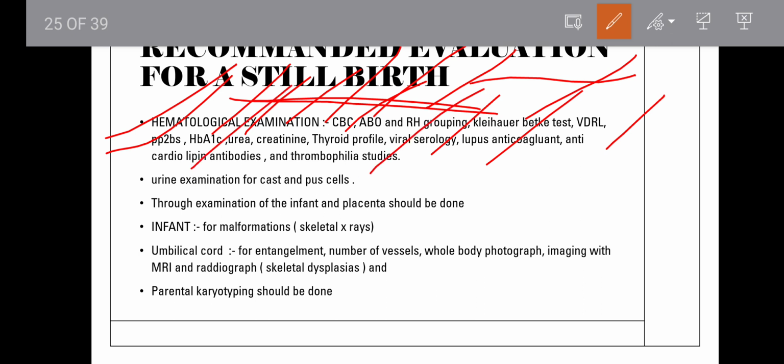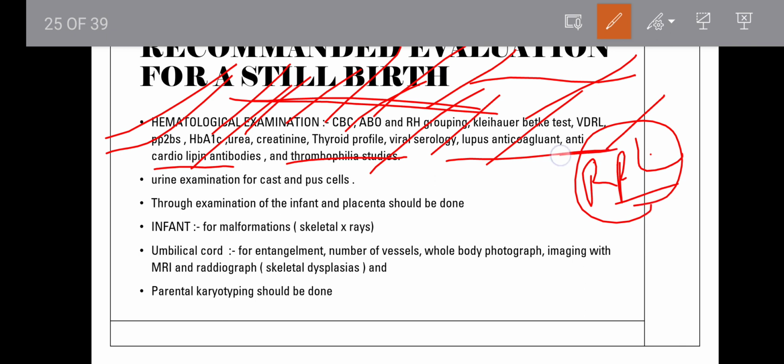These lupus anticoagulant, anti-cardiolipin antibodies and thrombophilia studies are more commonly done in case of the RPL. What is this? RPL is recurrent pregnancy loss, in which these lupus anticoagulant, cardiolipin and thrombophilia studies are more important. We also go for urine examination for casts and pus cells.